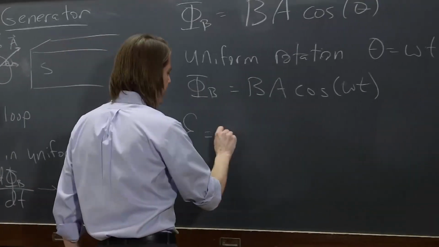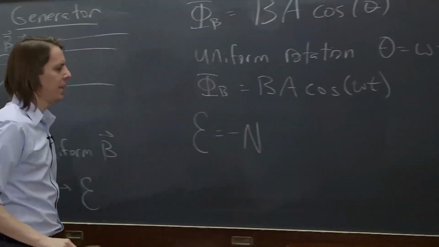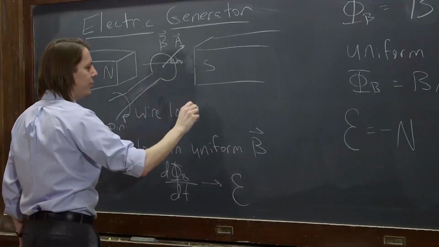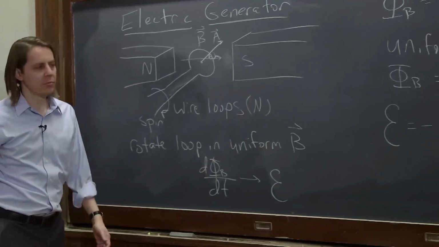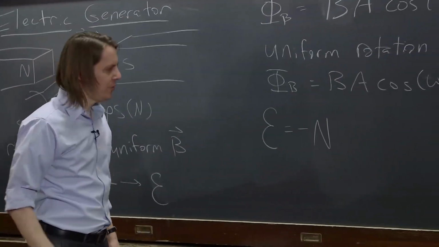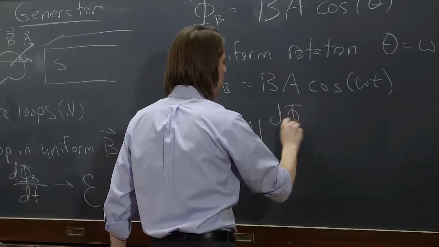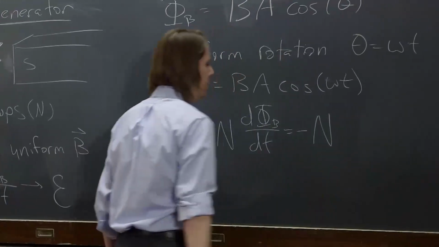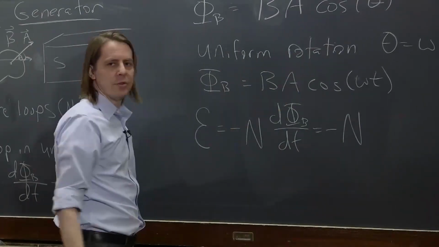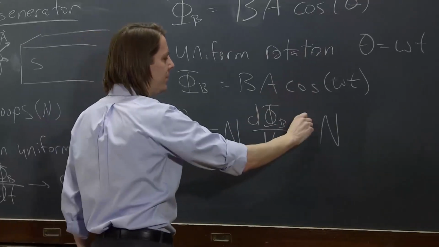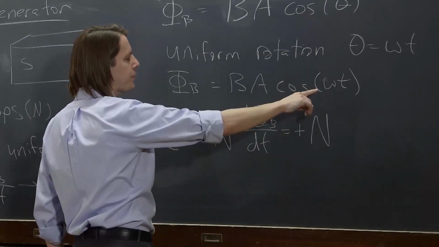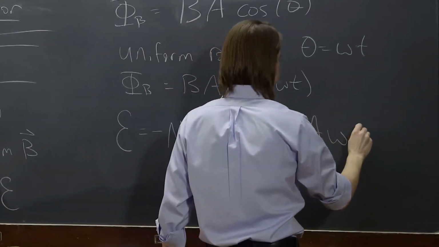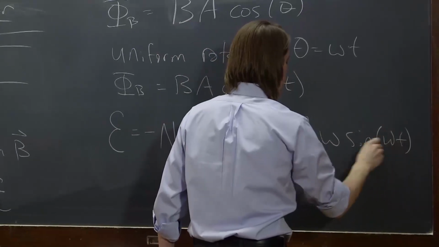So we know it's always negative, Lenz's law. We usually put an N here if it has N loops, right? So maybe it's actually going around N times. Wire loops, N. I just drew one, but you could have drawn many loops. And then it's dΦ_B/dt. So let's see what that is. That's minus N. And the derivative of cosine is negative sine, and we pull out an omega, so it's N B A omega sine omega t.